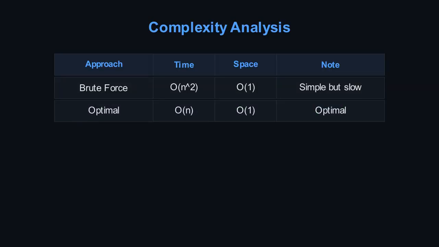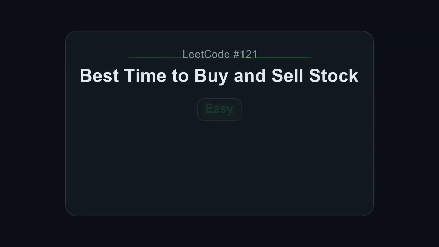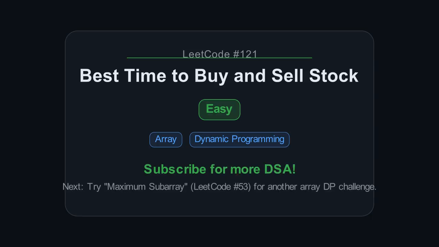Comparing the two, the brute force approach has a time complexity of O(n²) because of those nested loops. The optimized version brings that down to O(n), meaning it scales linearly with the input size. Both use O(1) space since we're only storing a few integer variables regardless of the array size. And that's how you move from a quadratic solution to a linear one. The key takeaway here is tracking the global minimum as you traverse the array.